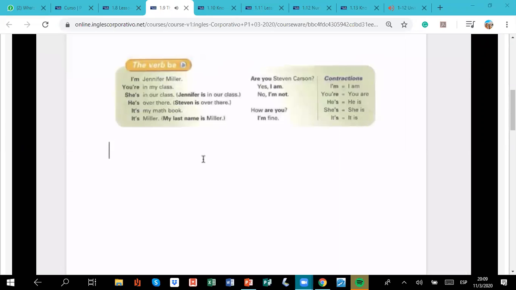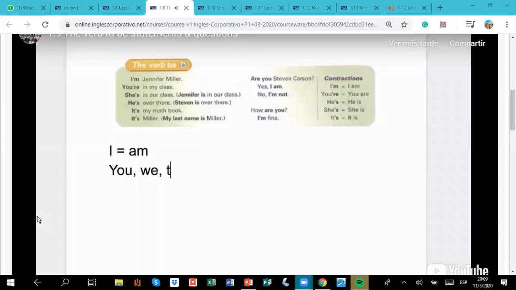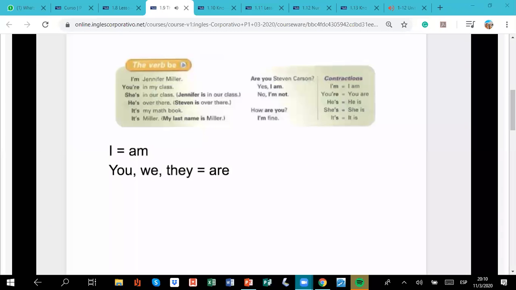As you can see, towards the left hand side of the chart, you can see the pronoun I, that will be equals to am. For the pronouns you, we, and they, you're going to use are. And for the pronouns he, she, and it, then we're going to use is. So if we look at the examples, I'm Jennifer Miller. This is the same thing as saying I am Jennifer Miller. You can see the meaning of those contractions towards the right-hand side of the screen.